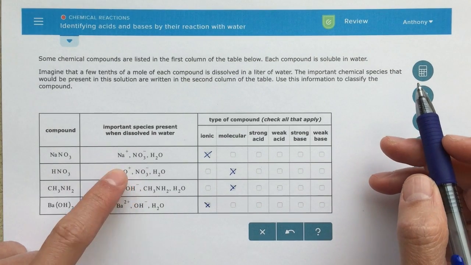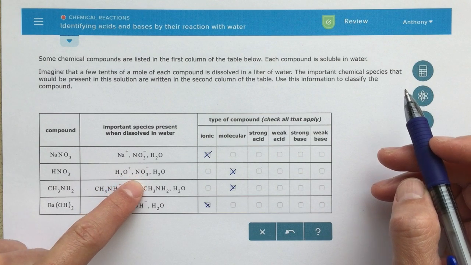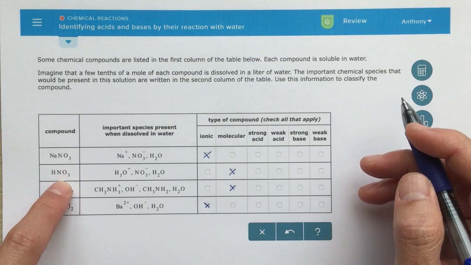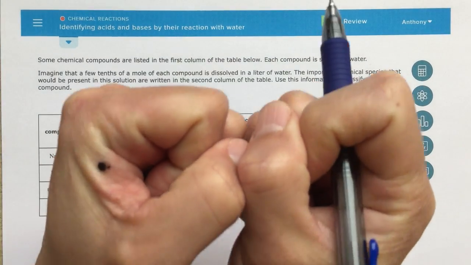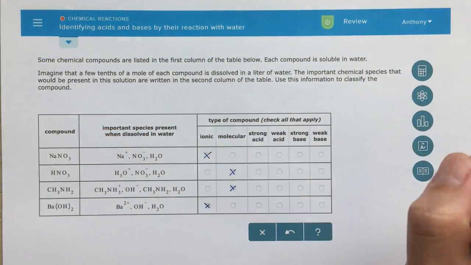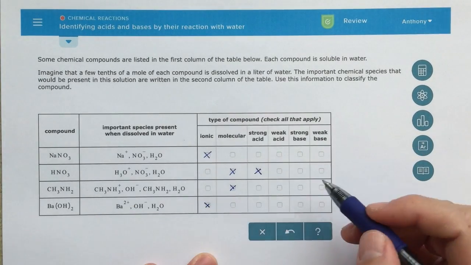For the next one, now I'm seeing H3O+. So I'm seeing this H3O+ and NO3 minus, and this suggests I've got water as well because it's aqueous. This suggests that all of this HNO3 is dissociating. So if I put one HNO3 in, it's completely dissociating to H+ and NO3 minus. That indicates a strong acid. So this is going to be a strong acid.